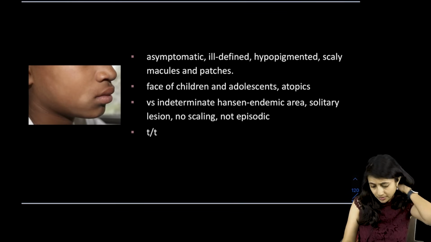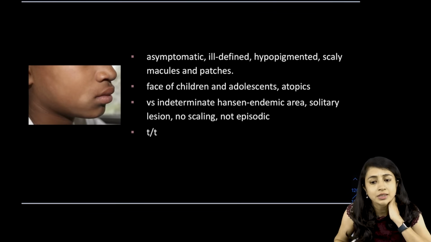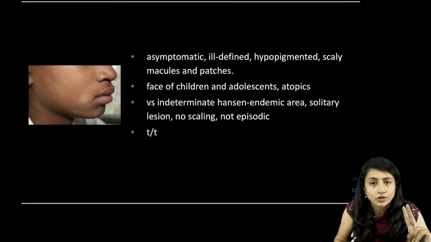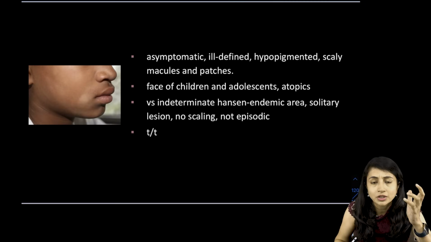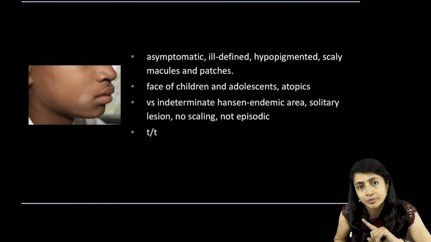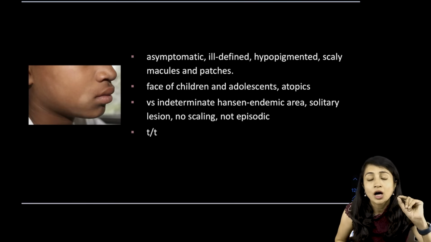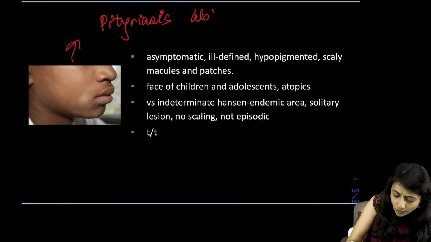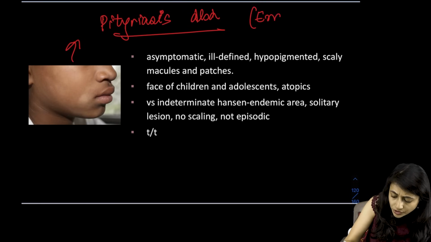Okay, then sometimes they will give you this. A child presents with asymptomatic, ill-defined, hypopigmented, scaly macules and patches on the face. Now here there are 3 DDs that you need to differentiate from. What is this? When you see these hypopigmented patches, one, you should know whether it is indeterminate Hansen or pityriasis alba. How do you differentiate between these? So this particular image is of pityriasis alba, which is a type of, again, an endogenous eczema.